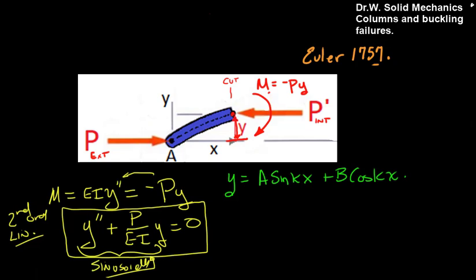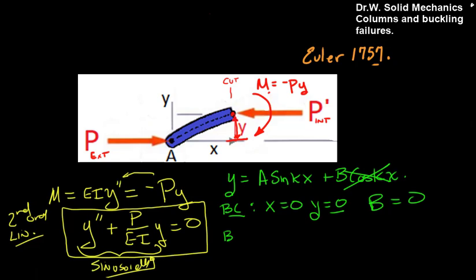And we have some boundary conditions here. One boundary condition would be at x equal to 0, y is equal to 0. We're back here at the origin. We can't have any deflection. Cosine of 0 is 1. Sine of 0 is 0. Y is equal to 0. So we find, therefore, that b is equal to 0. We don't need that term.